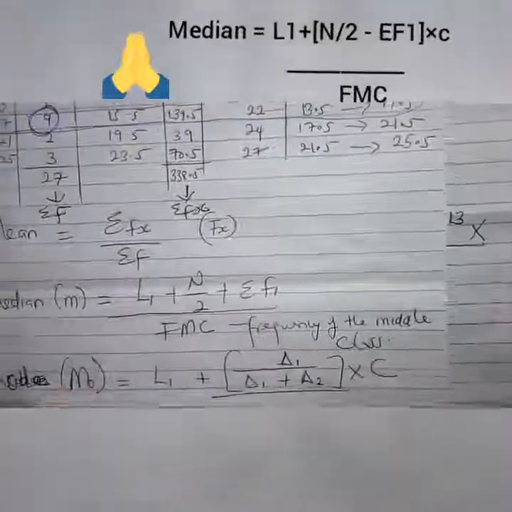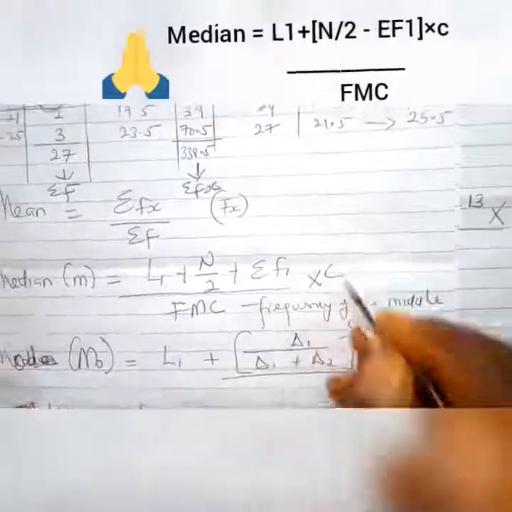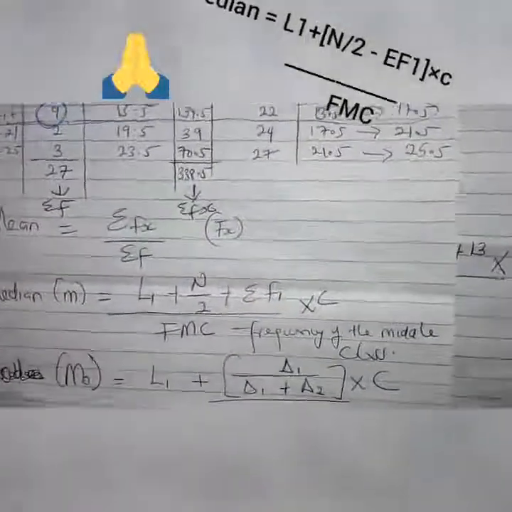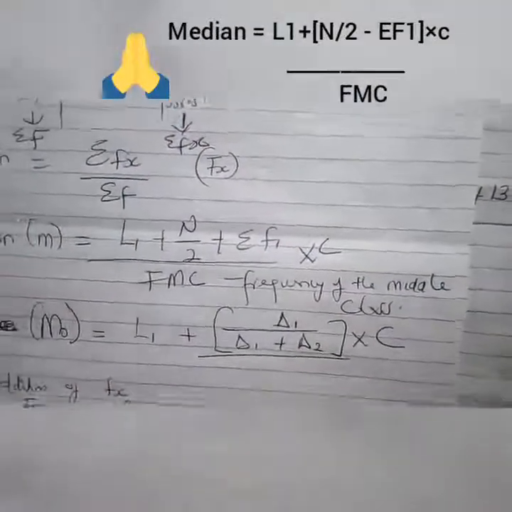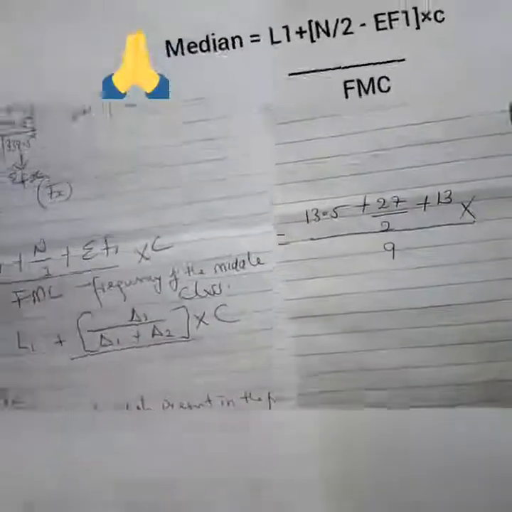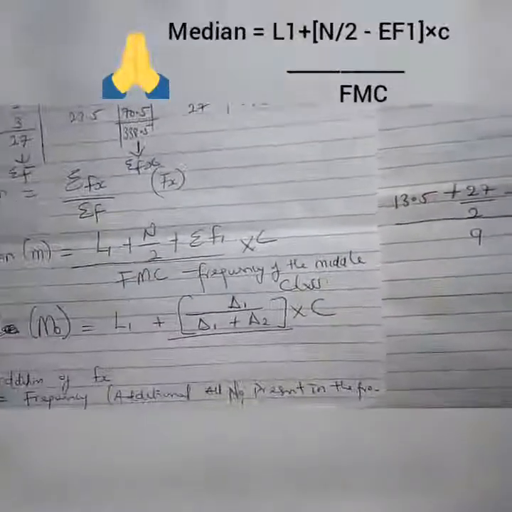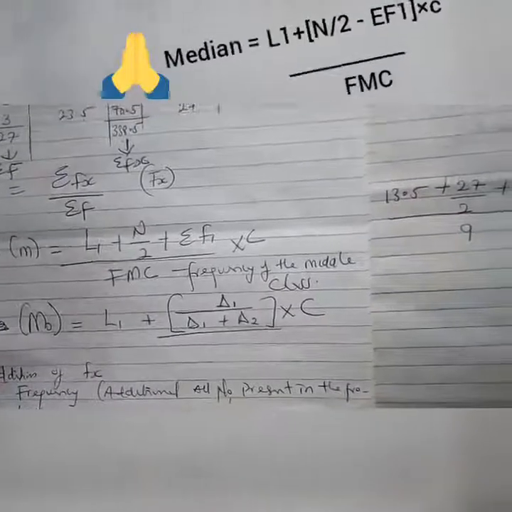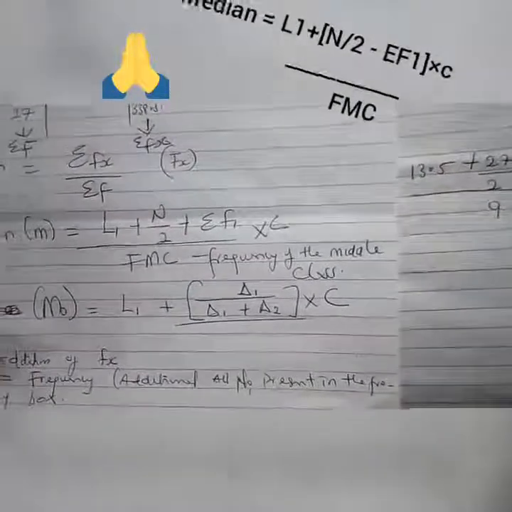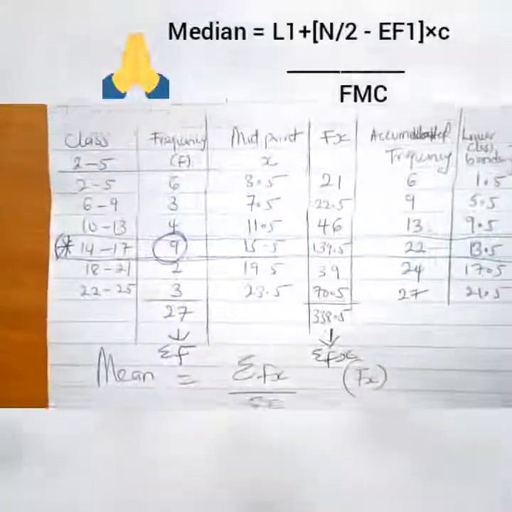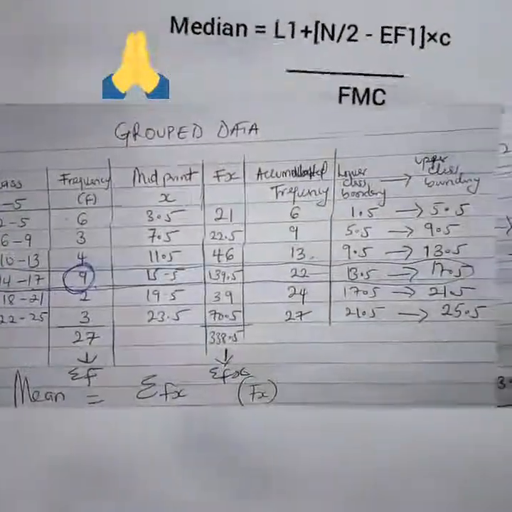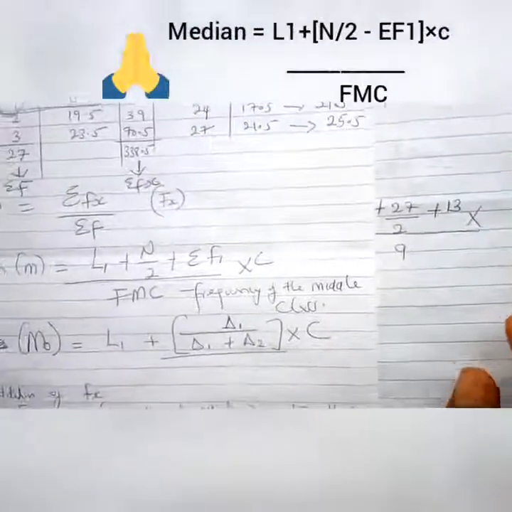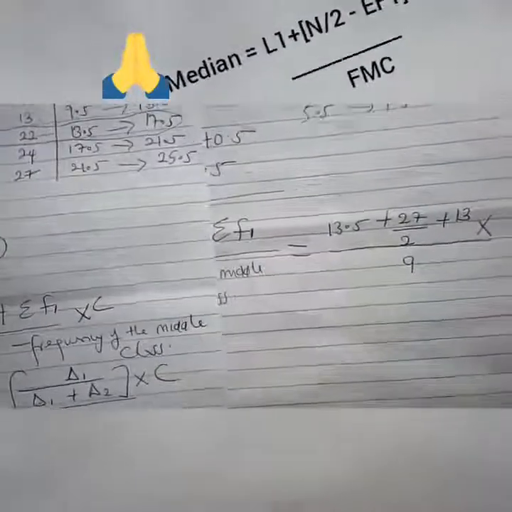It's like this C was omitted here. So you multiply this upper part by C. I hope you get that. The C here simply means the class interval. Do you remember the class interval? And I said the other time that the C is the class size.